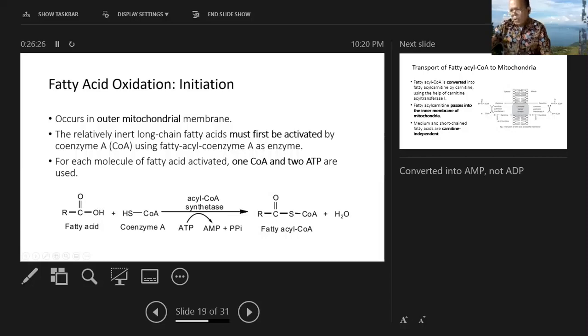Let us see this equation. We have in hand this fatty acid, which will react with coenzyme A and convert to fatty acyl-CoA. This reaction needs energy, ATP, and this ATP will be hydrolyzed to AMP, conversion into AMP, not ADP.